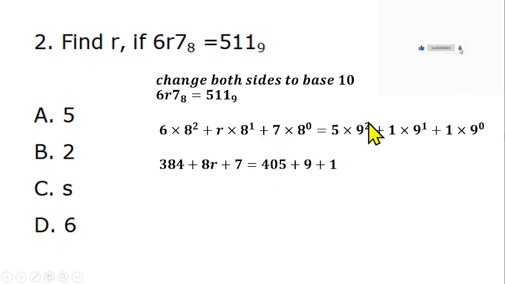9 raised to power 2 is 81 times 5, that gives us 405. Then 9 raised to power 1 is 9 times 1, that gives us 9. Then 9 raised to power 0 is 1, 1 times 1 gives us 1 as well. So we can take the like terms from there.